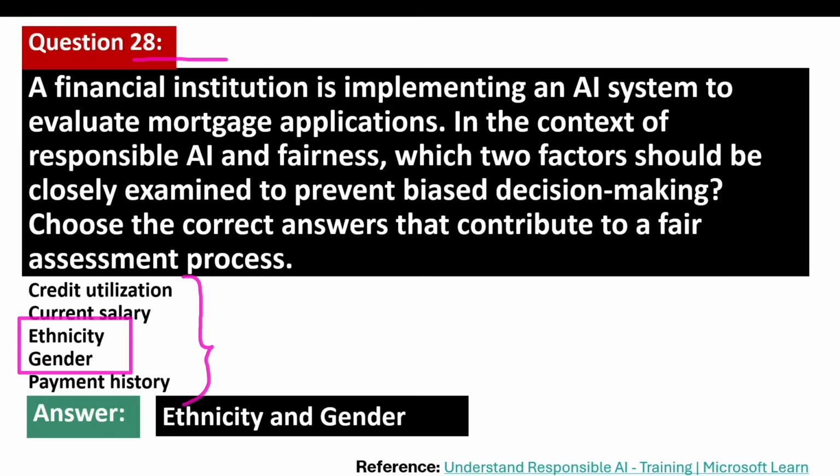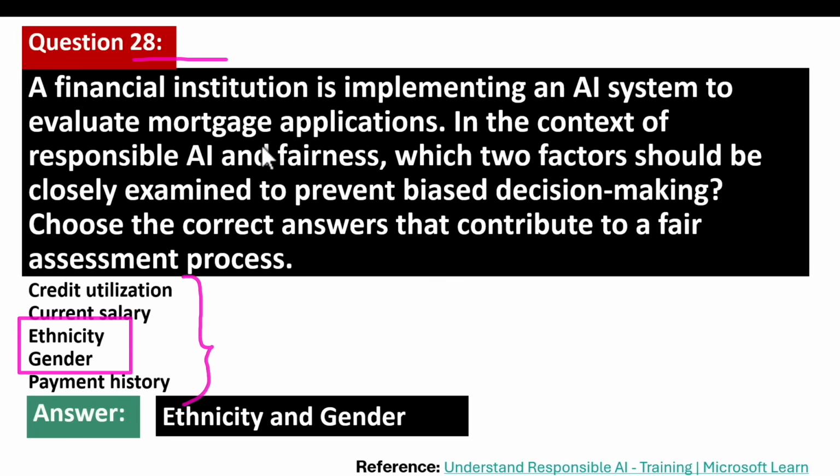One of the critical aspects of responsible AI is fairness, which focuses on preventing biased decision making. Based on that, ethnicity and gender are the factors to consider. Fairness will focus on preventing any sort of biased decision making based on these two factors, which is applicable to exactly the same question asked here for mortgage applications.